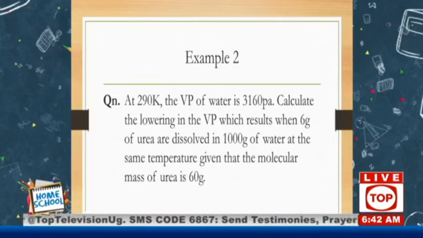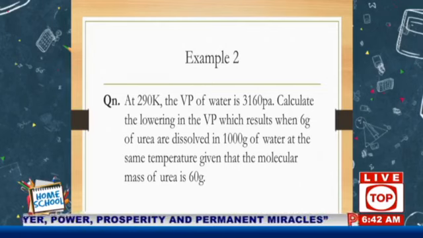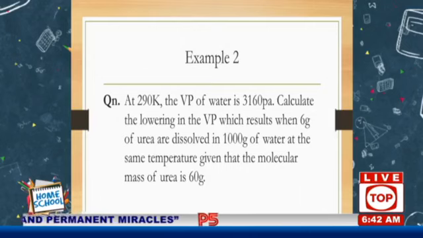We can go through the question again. At 290 Kelvin, the vapor pressure of water is 3,160 pascal. Calculate the lowering in the vapor pressure, which results when 6 grams of urea are dissolved in 1,000 grams of water at the same temperature, given that the molecular mass of urea is 60. Let us move to our next slide and see how you can summarize that question.